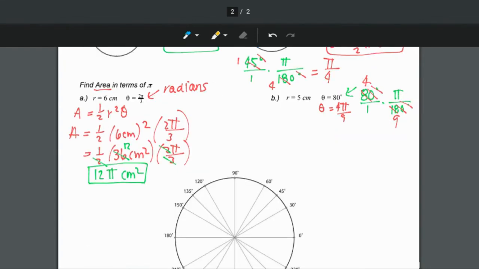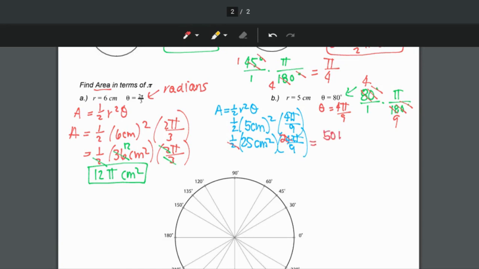So once we convert the angle into radians, we can just use our formula, which is area equals 1/2 r squared theta. So our radius is 5 centimeters, which we're going to square first, and we're going to multiply that by 4 pi over 9. So 5 squared is 25, and now my units are centimeters squared. And then we need to reduce. So the 4 and the 2 will cancel out into a 2. And so 25 times 2 is 50 pi over 9, and my units are centimeters squared.